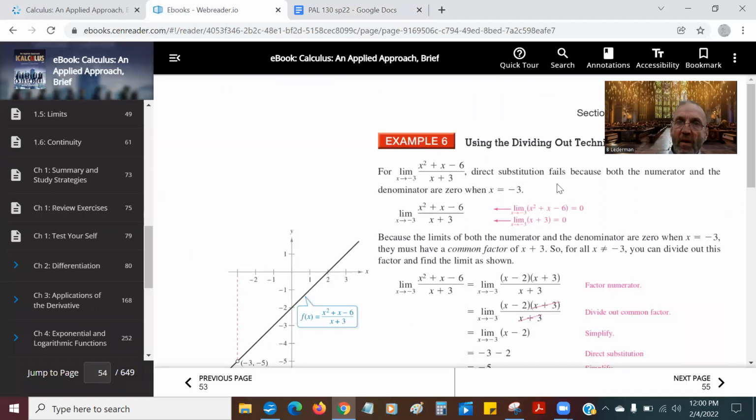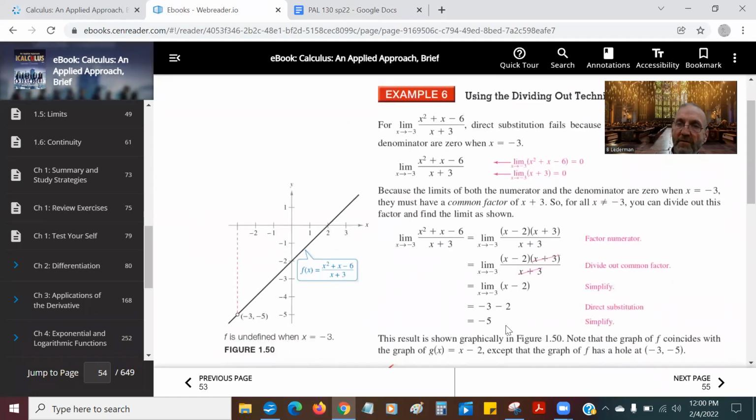Okay. How about this one here? Well, the top is a quadratic which can be factored. Not all quadratics can be factored, but x squared plus x minus 6 becomes x minus 2 times x plus 3, and the x plus 3 on top cancels the x plus 3 on the bottom, and I'm left with x minus 2. Now I just plug in x equals -3, and I get -5. So the limit is -5, and again, it's going to be a function which has a hole at -3, -5, but at least that's where the hole is. It's very holy.